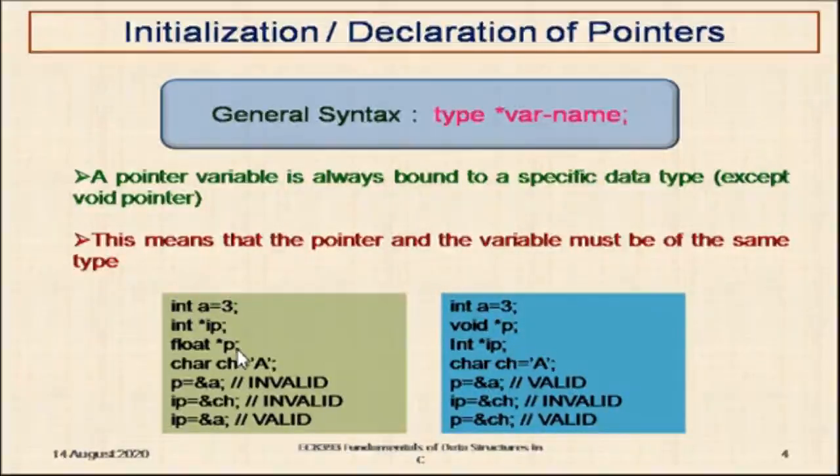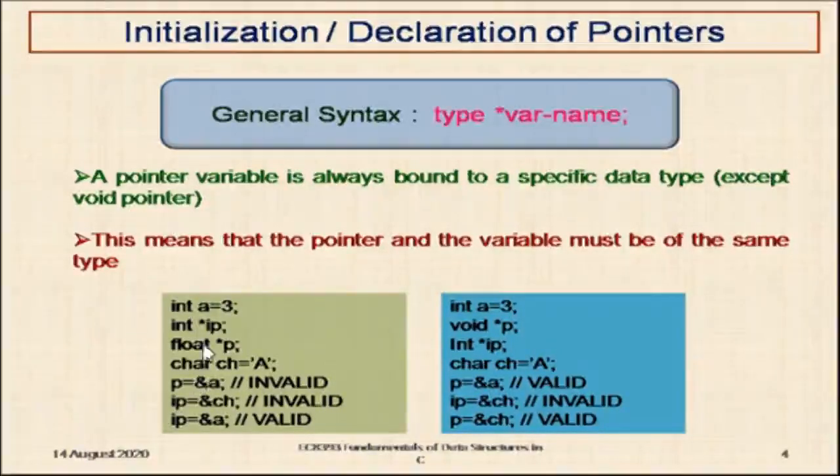There should be no type mismatch. That you can see in the following example. And char ch is equal to 'a'. Now p is equal to &a. p is the pointer variable of type float, &a, but a is of type integer. So type mismatch is there. So we cannot assign the address of an integer variable to the floating point pointer, or vice versa. The type mismatch should not be there. That is why it is invalid.